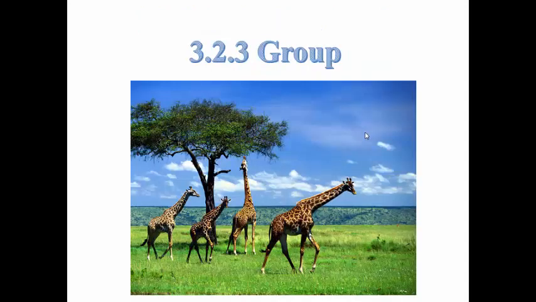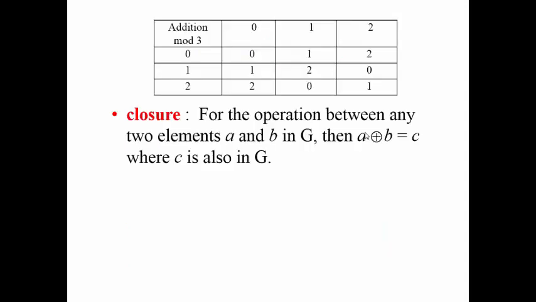Now we're going to put all that together and get a group. Here's a group of giraffes. That's another kind of group, but we're dealing with abstract mathematical groups. So we have our elements, 0, 1, and 2, and our operation, addition mod 3. The next thing we have to have is 4 properties, the first of which is closure. Closure means that for any operation between any 2 elements, A and B, A operation B is equal to C, where C is also in G.